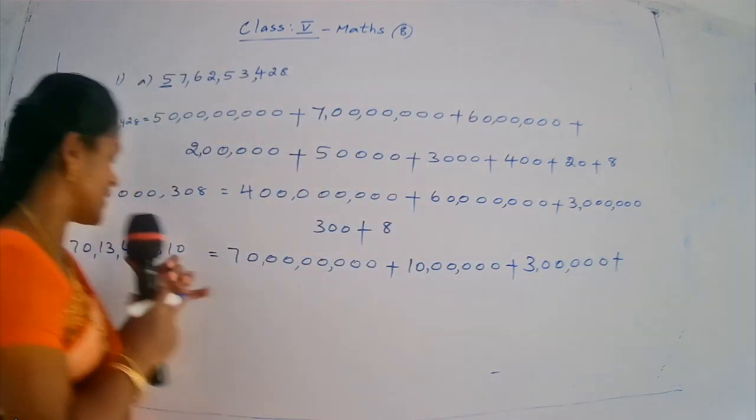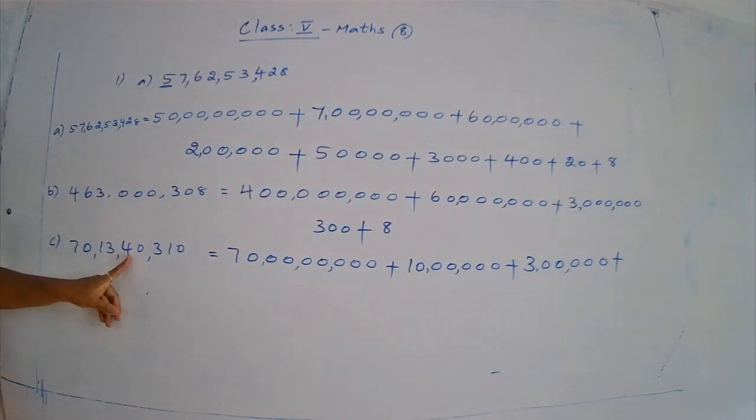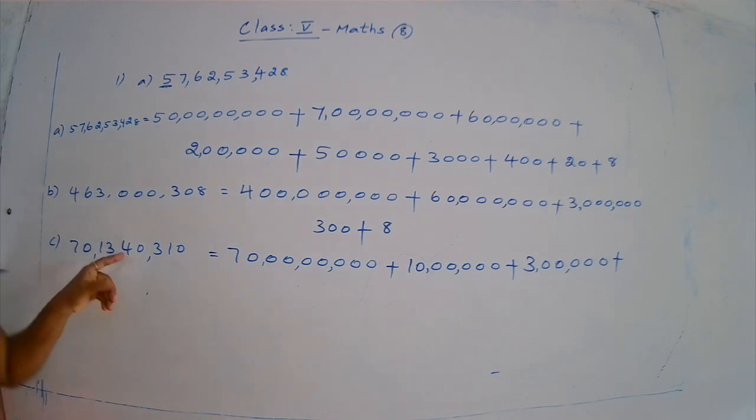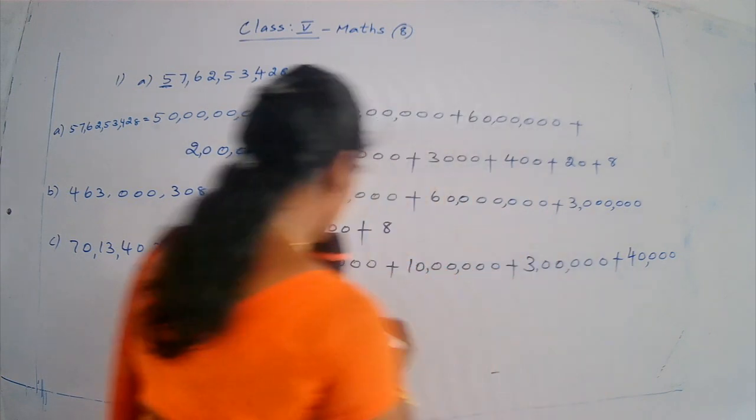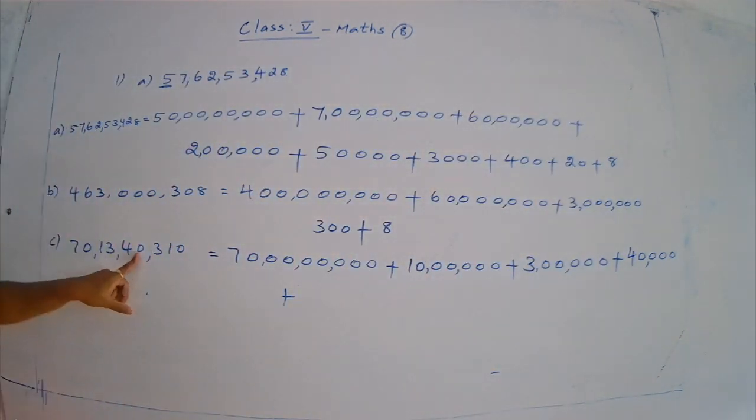plus next digit 4. What is the place value of 4? Ones, tens, hundreds, thousands, ten thousands. So 4 into 10,000, 40,000. Okay, children, the place value of 4 is 40,000. Okay, plus next digit 0. So the places which have the digit 0 in the short form are not represented in the expanded form. Okay, so you leave it that place.